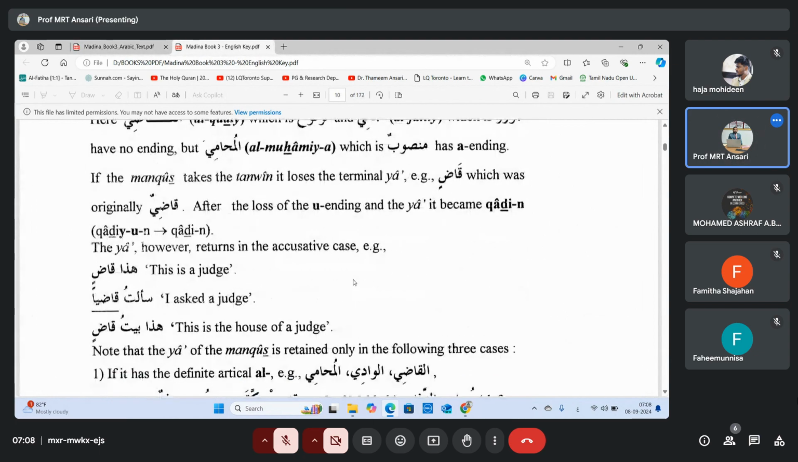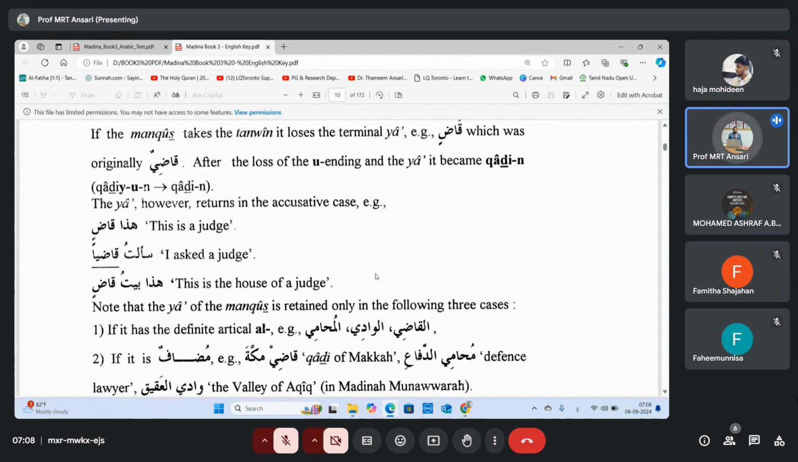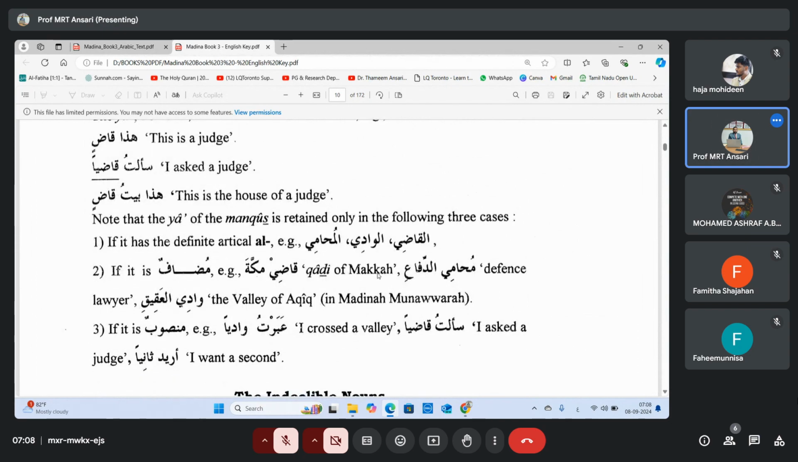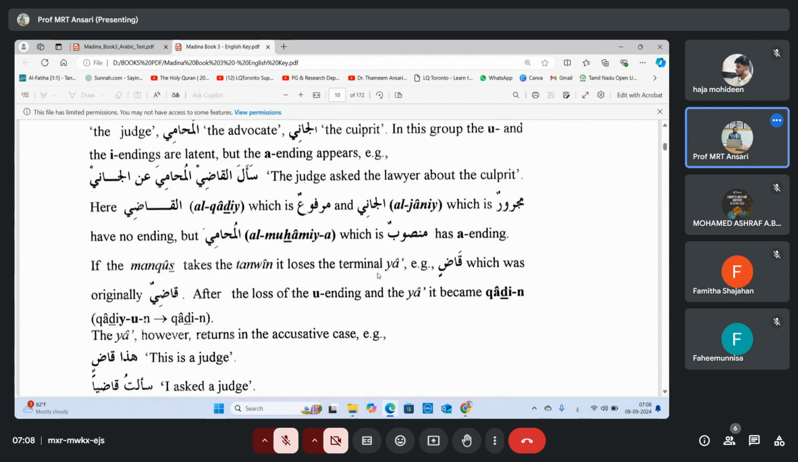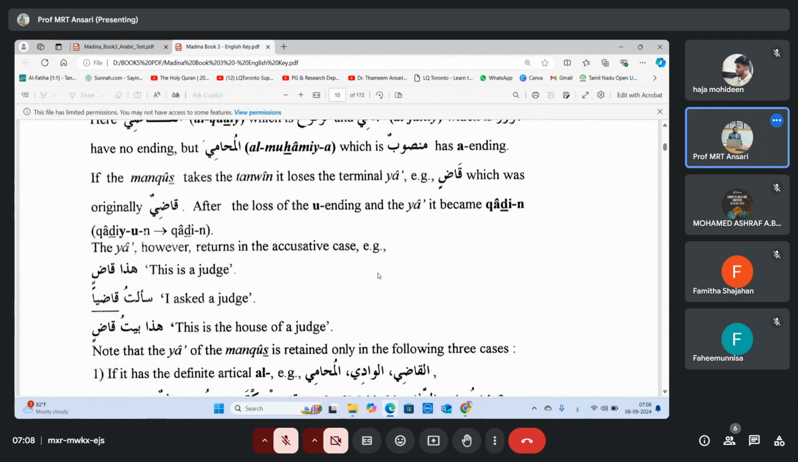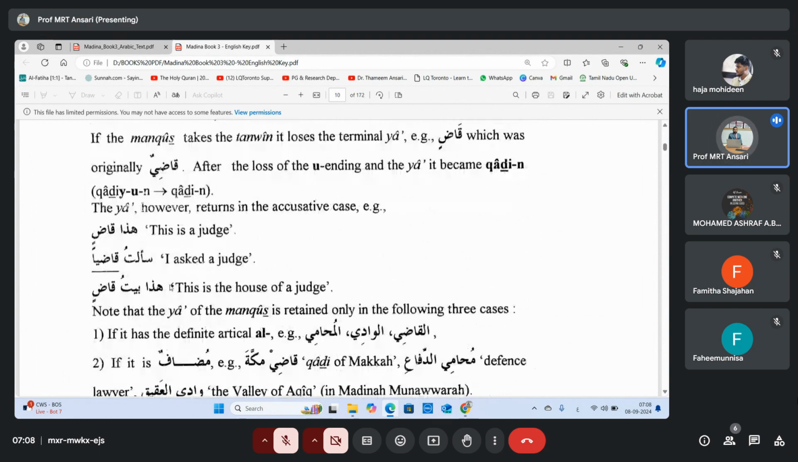So here the example is given, where the ya is dropped. If the manqus takes the tanween, it loses the terminal ya. Example: qadin, which was originally qadiyun. After the loss of the marfu ending, the ya, it became qadin. Qadiyun becomes qadin. The ya, however, returns in the accusative case. Example, see here: hadha qadin.